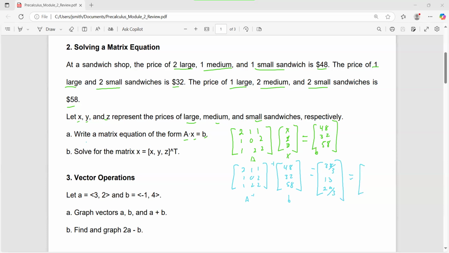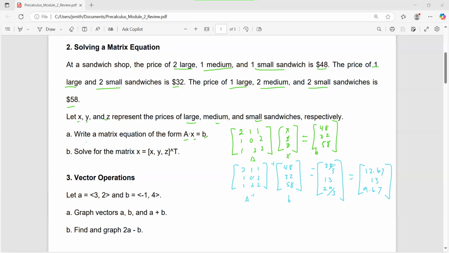38 divided by 3 would be what as a decimal? Oh, 67. There you go. Right, but for money purposes, you always go to the hundredths place. And then 13 is this 13. And then 29 divided by 3 would be, is that right? There you go. So that's how much each little sandwich would be worth.